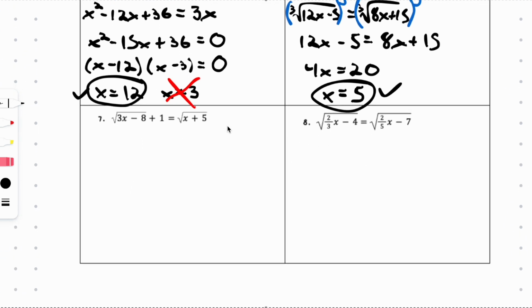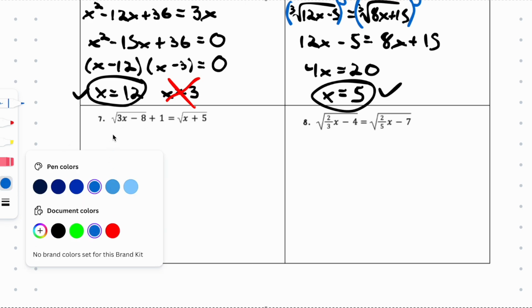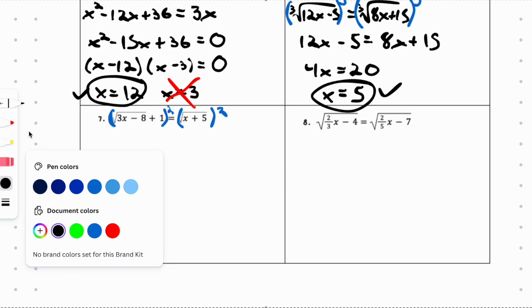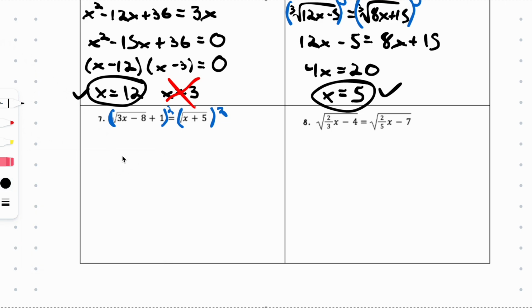Okay, last 2. Now, this one's going to be hard because, as I said before, when we did this in the last lecture, we have to do it twice. So we square both sides, and you can FOIL this out, but eventually we're going to get 3x minus 8 plus 2 root 3x minus 8 plus 1 equals x plus 5.